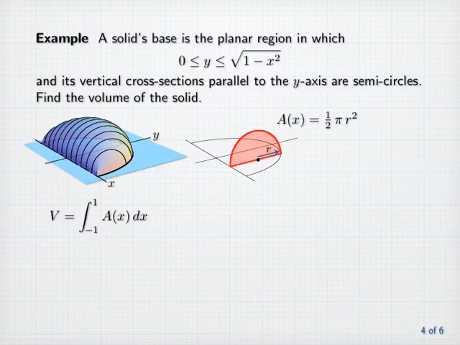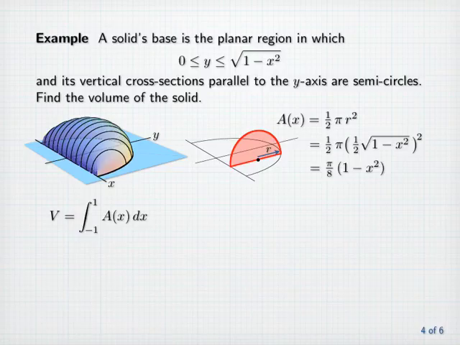That edge length is just the y-coordinate of the top half of the unit circle, which is the square root of 1 minus x squared. So A of x is equal to 1/2 pi times the square of 1/2 the square root of 1 minus x squared, or pi over 8 times 1 minus x squared.